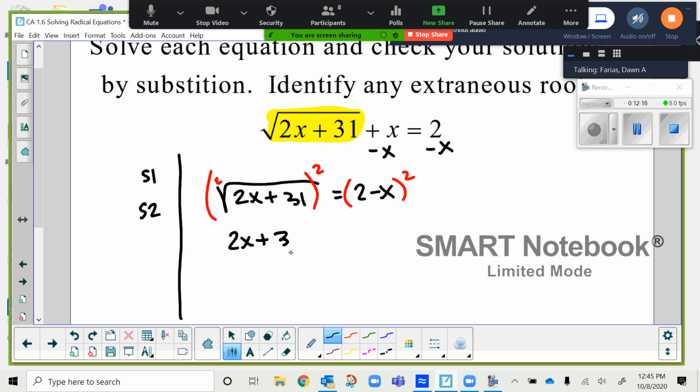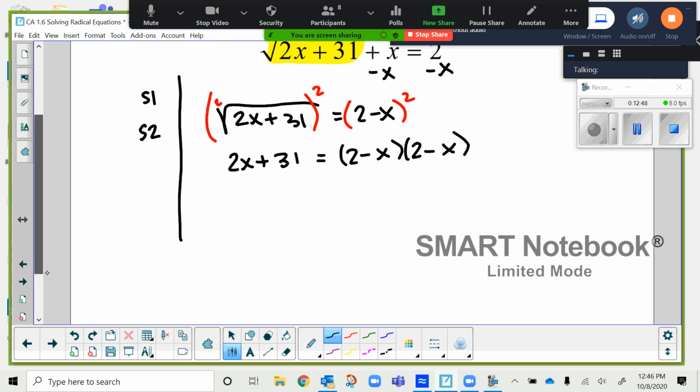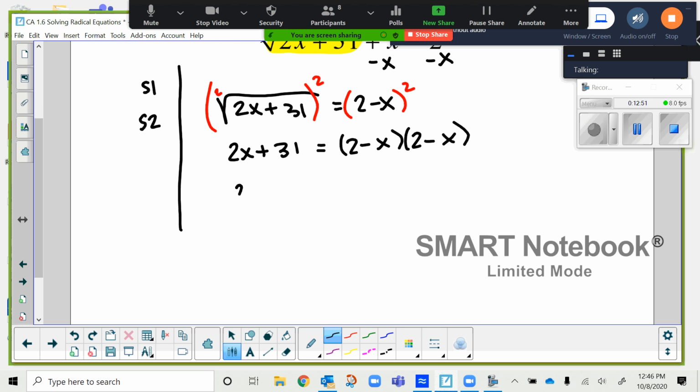The stuff inside is called the radicand. And then on the right-hand side, 2 minus x parentheses squared means 2 minus x times itself. And that needs to be FOILed. So you FOIL your right-hand side, I'm going to FOIL mine quietly, and then we'll come back together. So you're foiling your right-hand side.